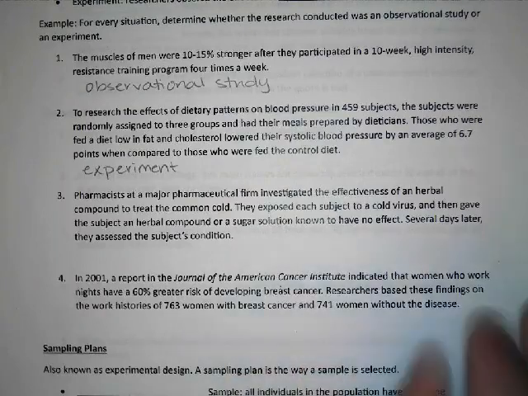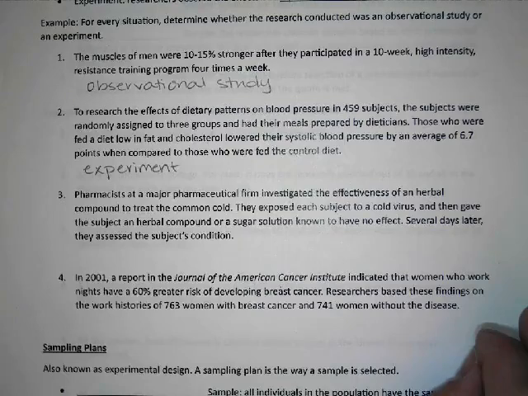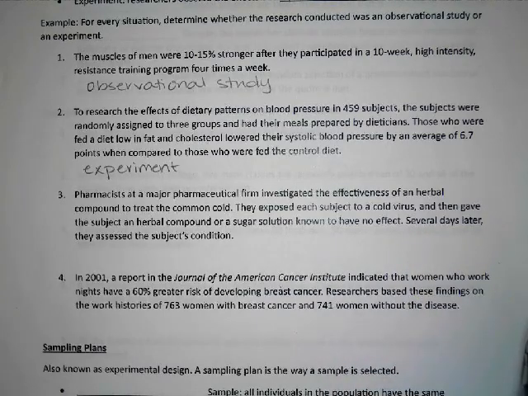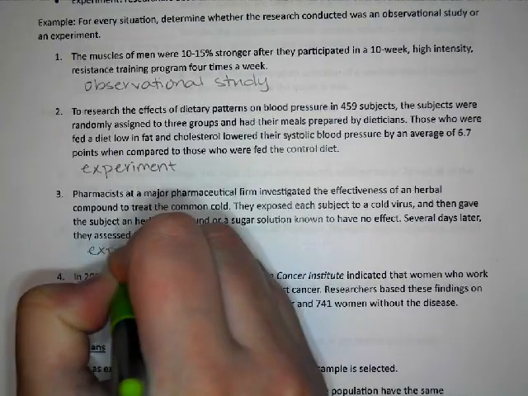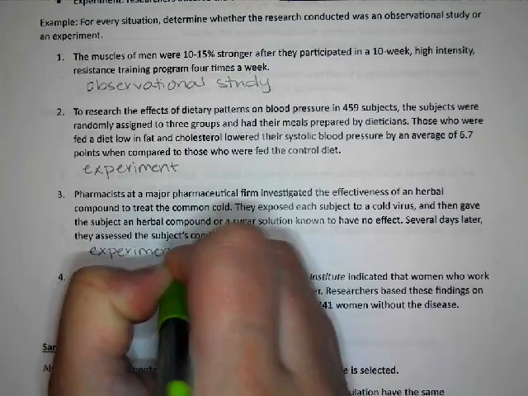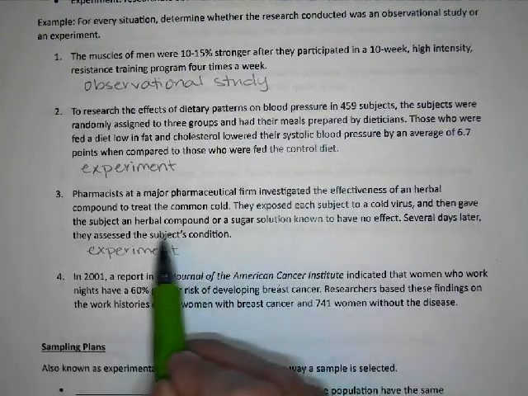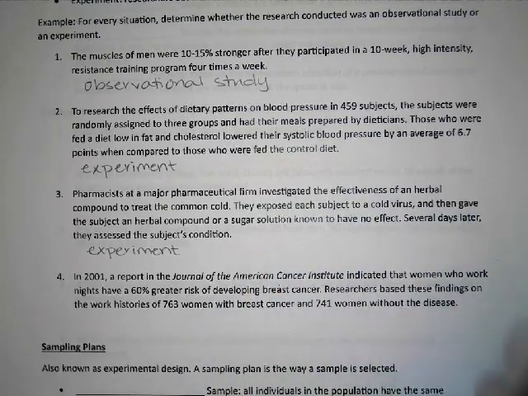Number 3, pharmacists at a major pharmaceutical firm investigated the effectiveness of an herbal compound to treat the common cold. They exposed each subject to a cold virus and then gave the subject an herbal compound or a sugar solution known to have no effect. Several days later, they assessed the subject's condition. This is also an experiment. So the researcher had 2 groups, one group that got the herbal compound, one group that got the sugar solution. They had an impact in the treatment.